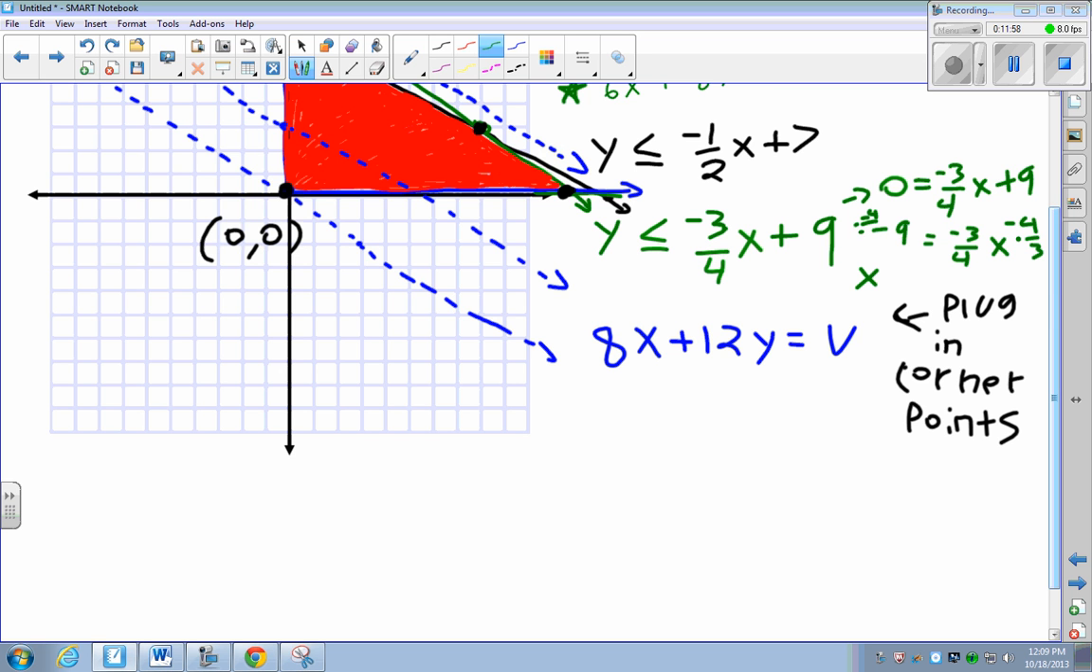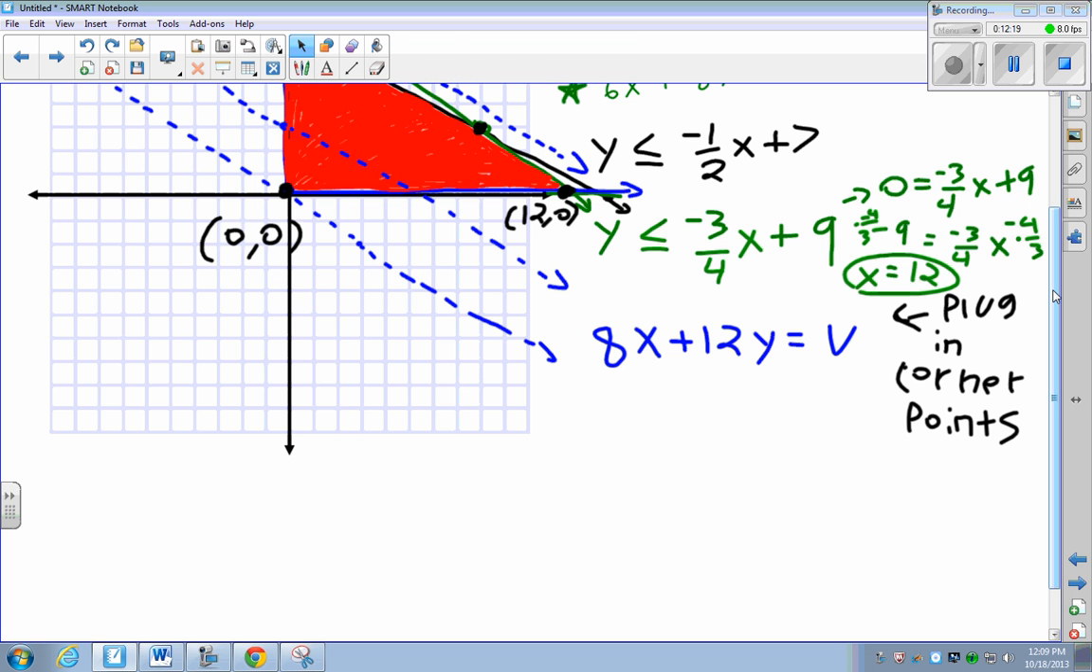Sorry, it's kind of getting a little cramped. We get that x is equal to 12. And so, since y is equal to 0, the point here is going to be, x goes first, 12, 0.